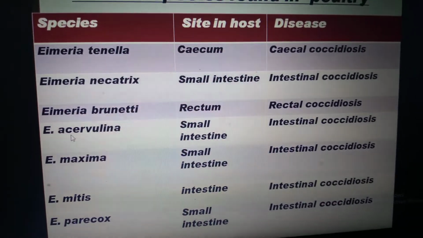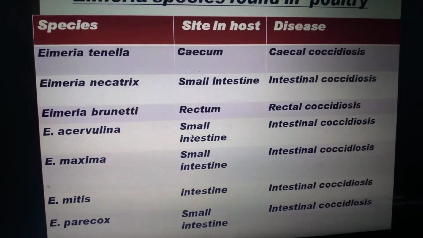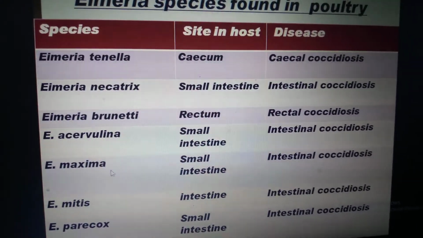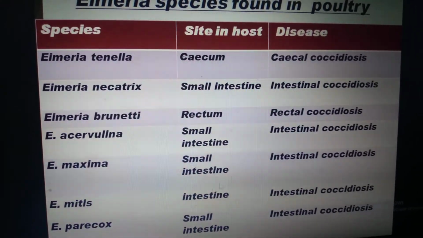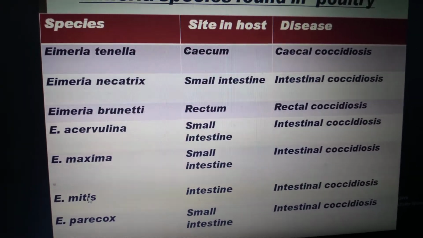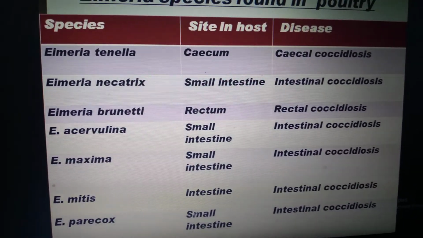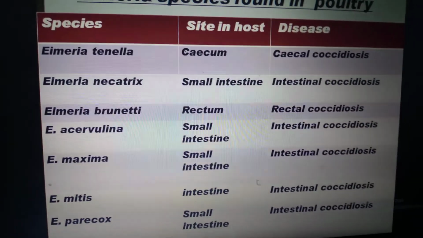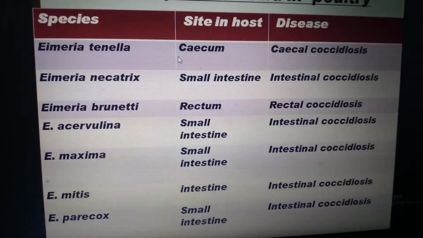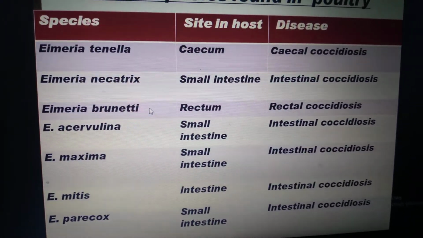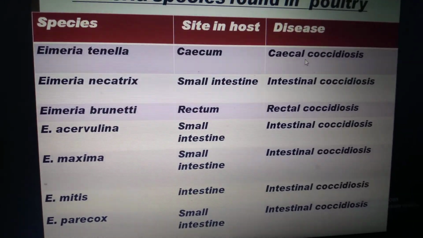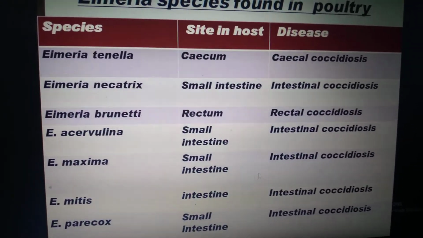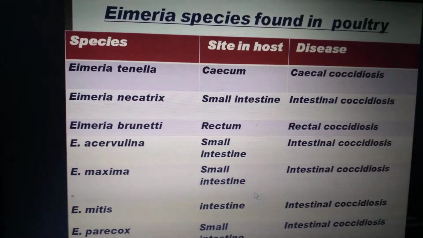And Eimeria acervulina, again in the small intestine, causes intestinal coccidiosis. Eimeria maxima, again in the small intestine and intestinal coccidiosis. Eimeria mitis, intestine and intestinal coccidiosis. And praecox, intestine and intestinal coccidiosis. So you have to remember these two, tenella and brunetti. Tenella causes caecal coccidiosis and brunetti causes rectal coccidiosis. The rest of these cause intestinal coccidiosis. All right.